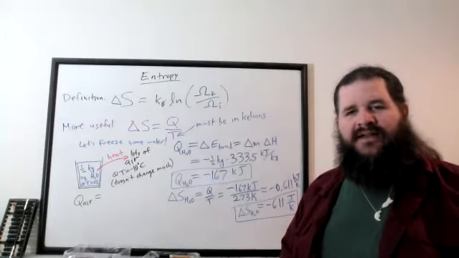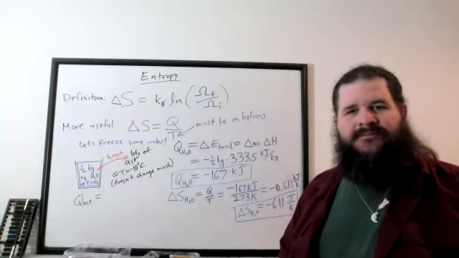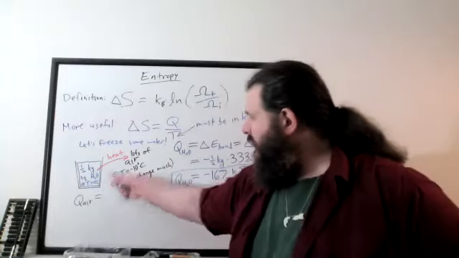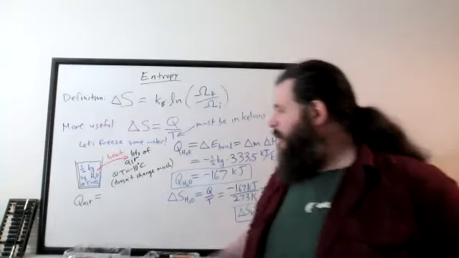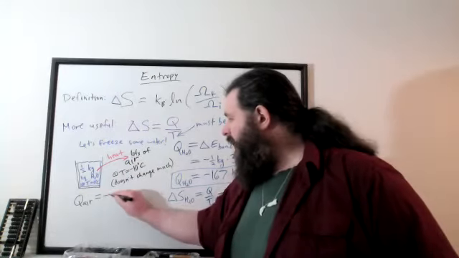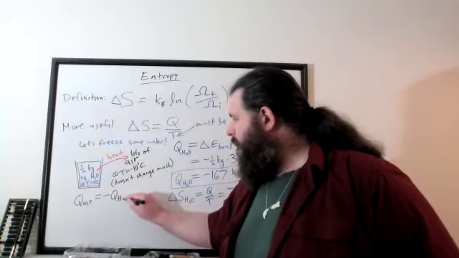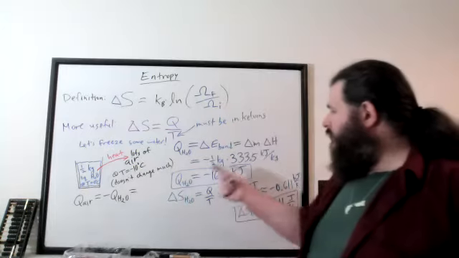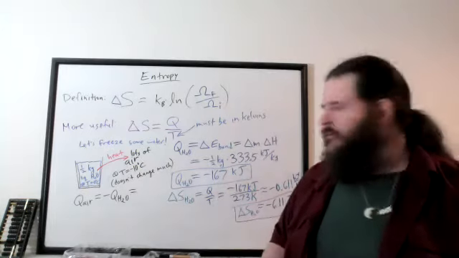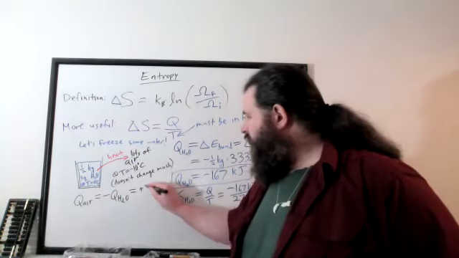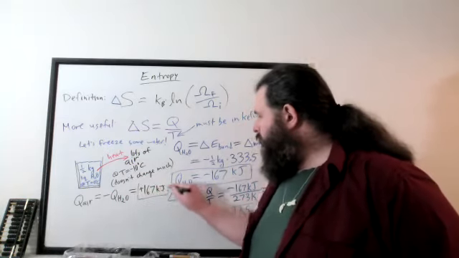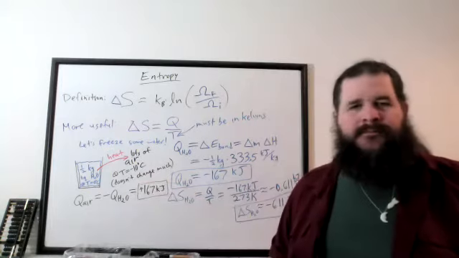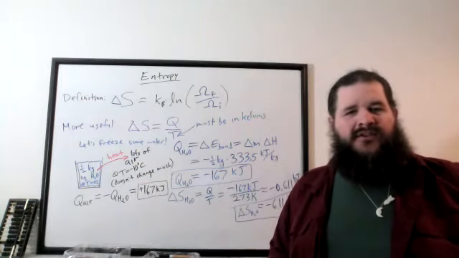Where's the air getting its heat from? Yeah, the heat that the air gains is just the heat that the water lost. So they're going to be exact opposites. Heat of the air is going to be the opposite of heat of the water. The water was losing 167 kilojoules of heat, so the air is gaining 167 kilojoules of heat. So that's the heat for the air. And then how do we change that into a change in entropy?